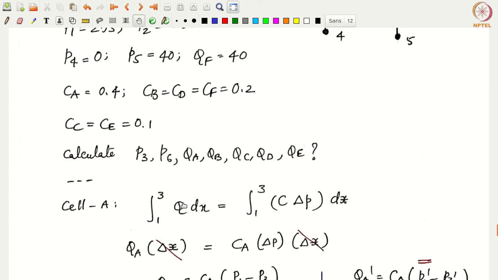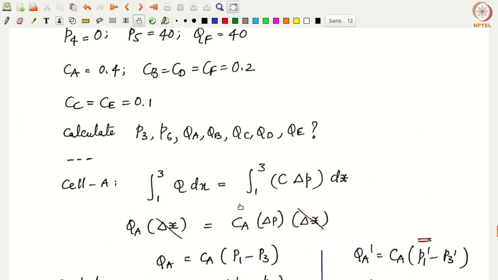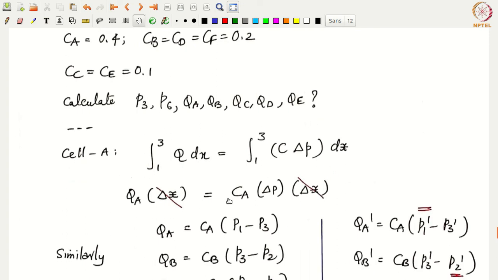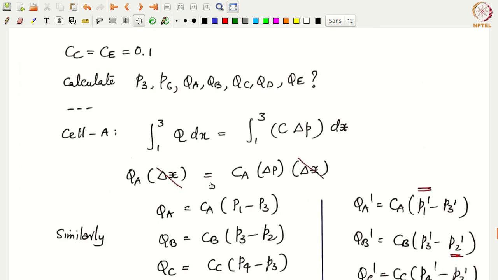So Q would be QA and will be constant, so the integral of dx will be delta x, so this will be QA delta x equals C, again evaluated at the cell centroid, that is CA. What about delta P? Delta P is also constant, so CA delta P times the integral of dx would be delta x, basically x3 minus x1. So these two delta x get cancelled. So what you get is QA equals CA times delta P.